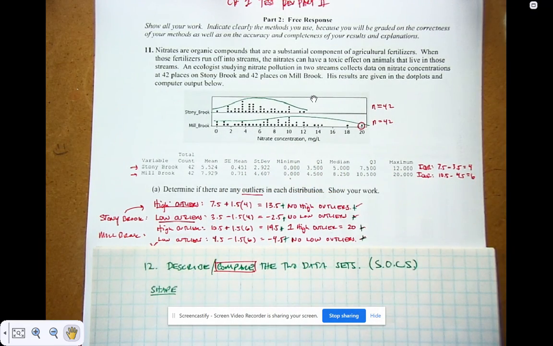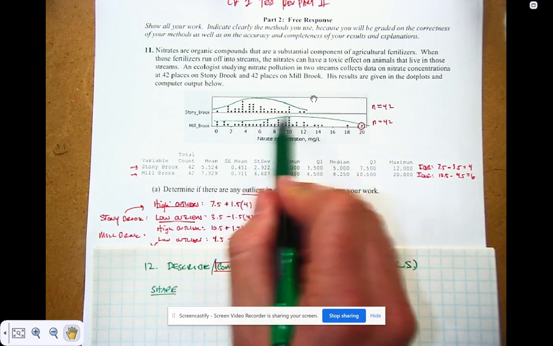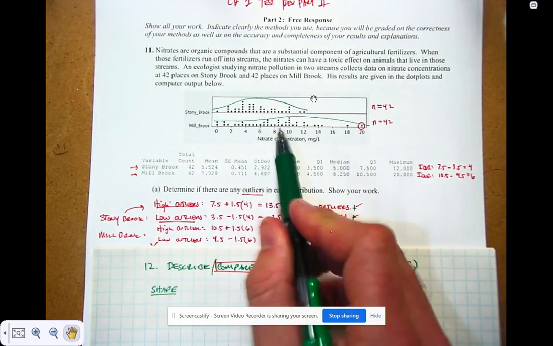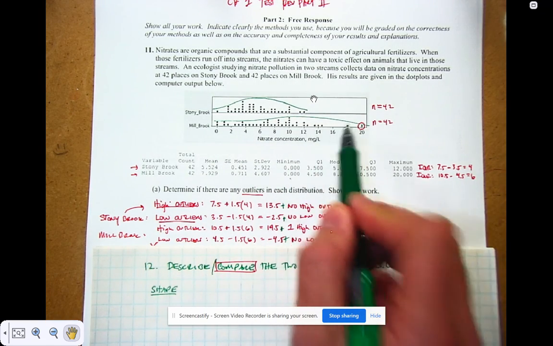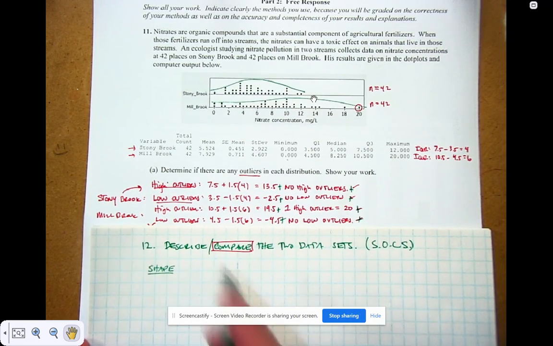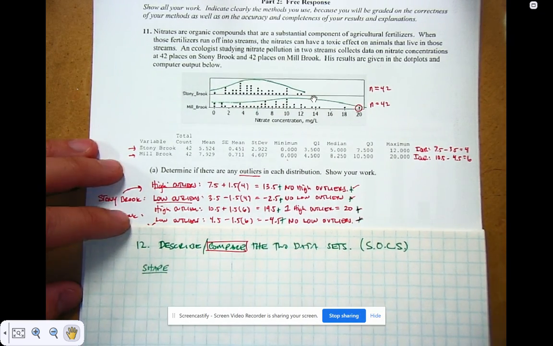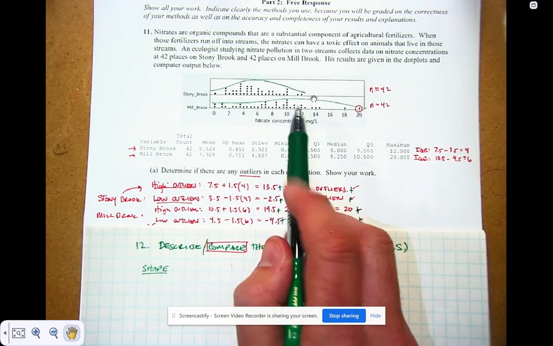Yeah. So what do we got? Well, it seems like this guy is roughly symmetric. And this guy seems to be kind of having, there's a lot of data around here, and then there's these couple random points out here. So I'm going to say slightly skewed right. And you guys might disagree, and as long as you compare them and you give me your best guess on what you think it is, if it's not clearly wrong, right, then you should be good to go.